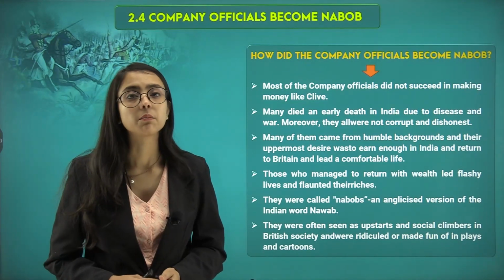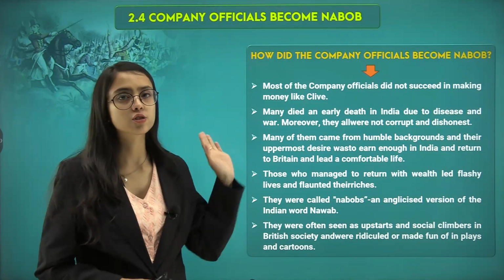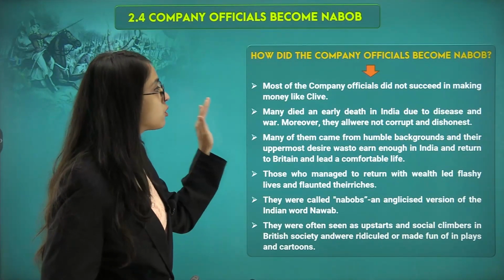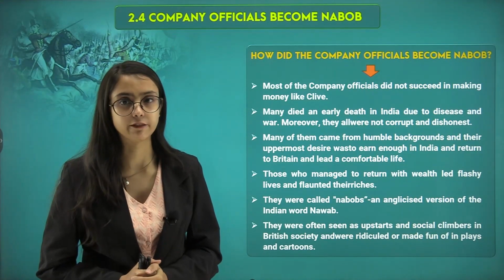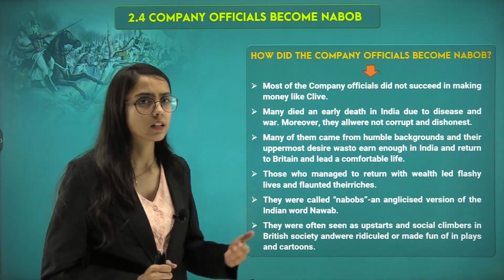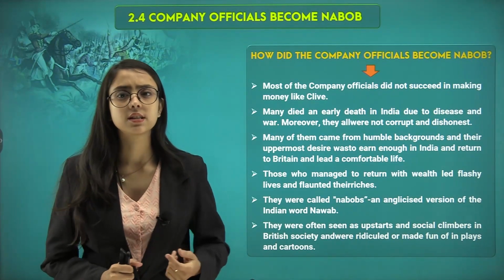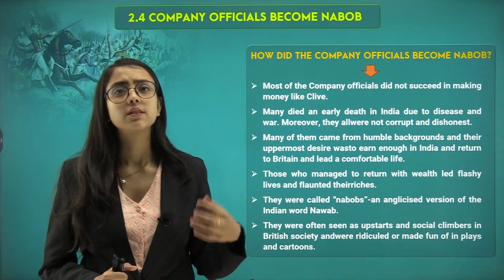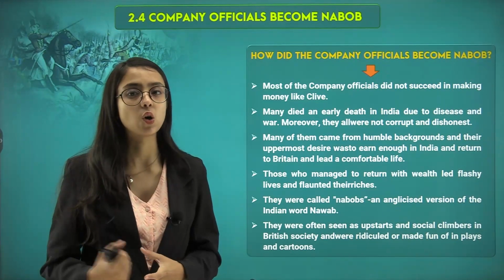So the company officials became nabobs. How did the company officials become nabobs? Most of the company officials did not succeed in making money like Clive. Many died at an early age. They had an early death in India due to disease and war. Moreover, they were not all corrupt and dishonest. There were some good people also.